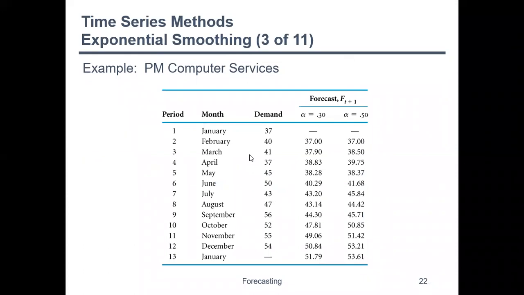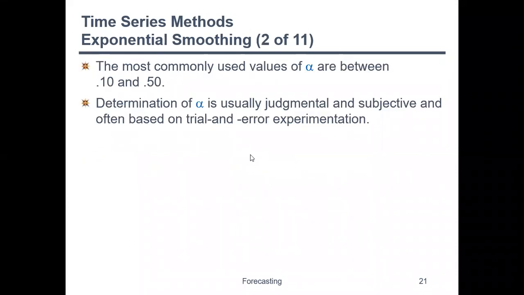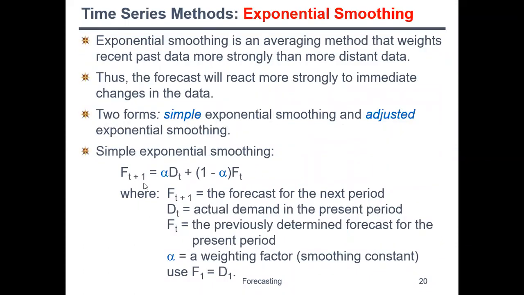Remember this formula. Ft plus 1 is equal to alpha dt plus 1 minus alpha ft. Our alpha was given as 30% and then 50%. Our dt is the demand, the actual demand in the present period, which is there. And then our ft is the previously determined forecast for the present period, which is also there.